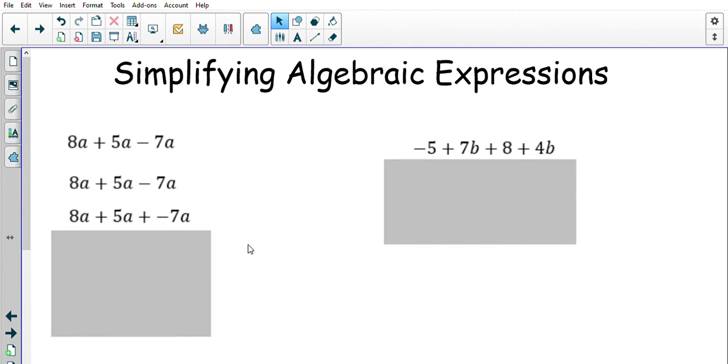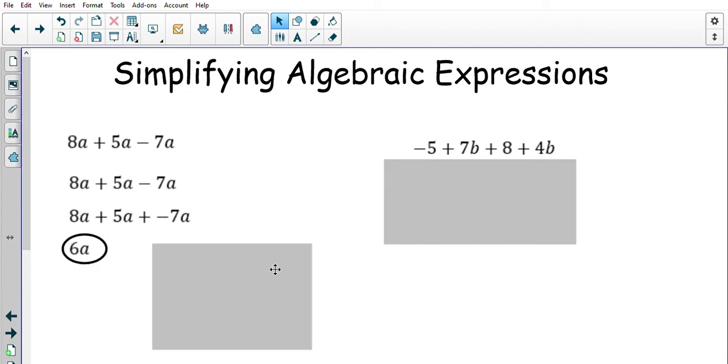So you can see you don't have to retype or rewrite this again, but you can see that I added the opposite to make it plus negative 7a. Now, our like terms are already side by side. There's no distributive property, so we just need to combine our like terms together. So I can add 8 plus 5 plus negative 7. 8 plus 5 is 13. 13 plus negative 7 is going to get us a solution of 6a.